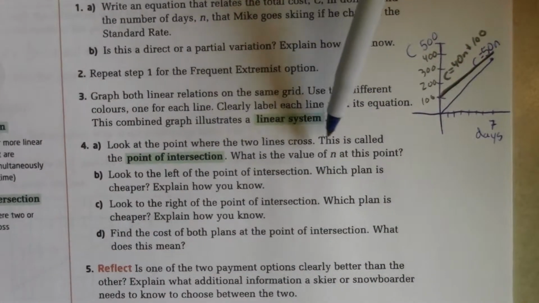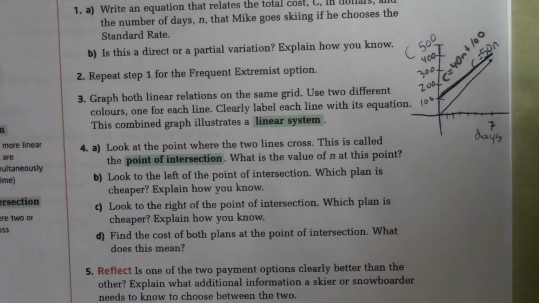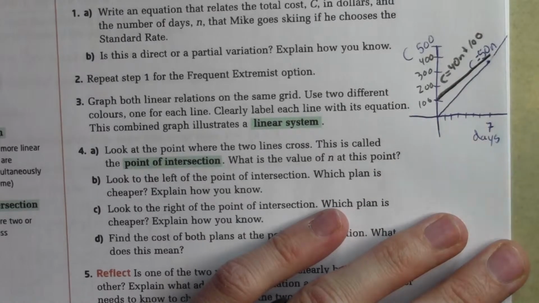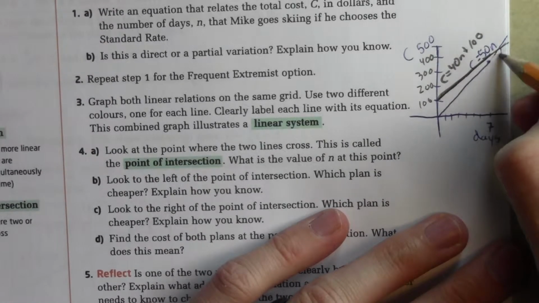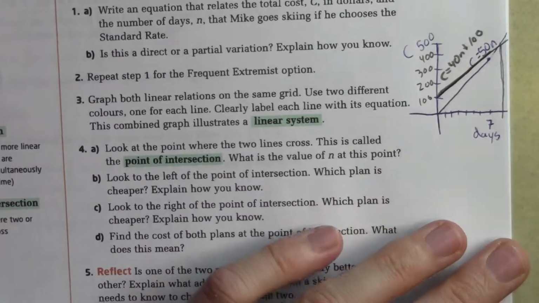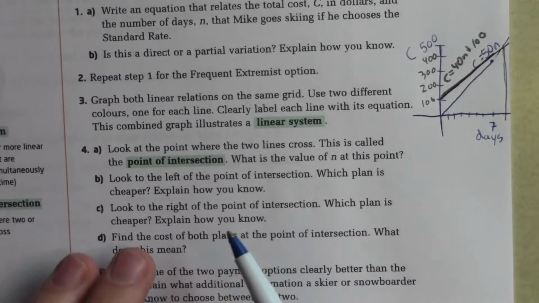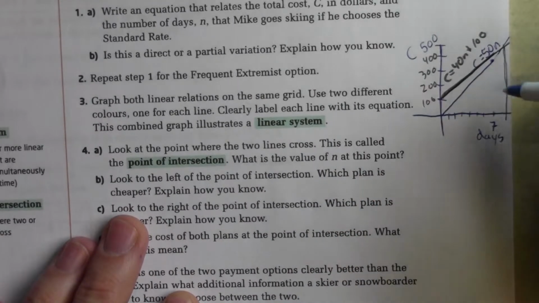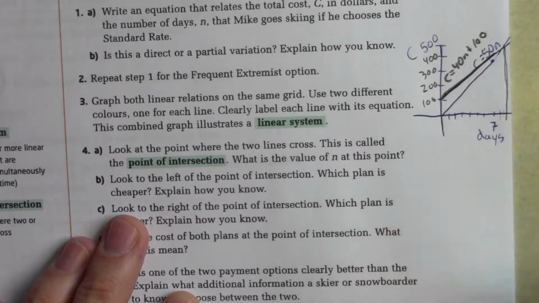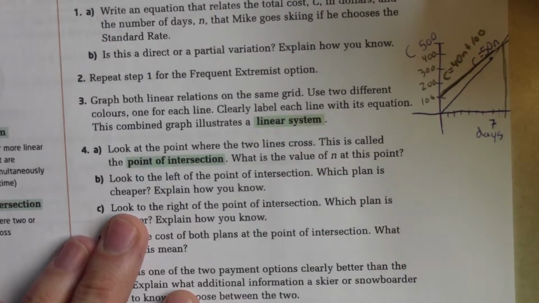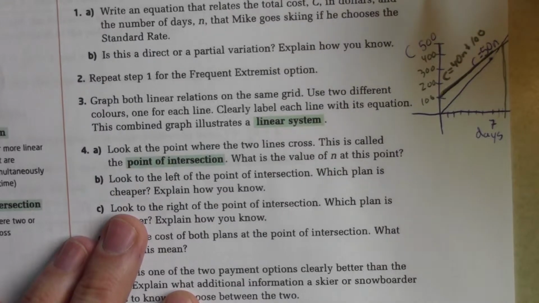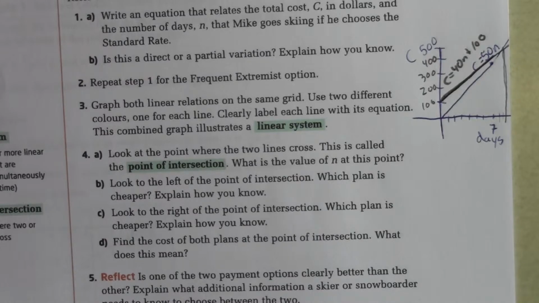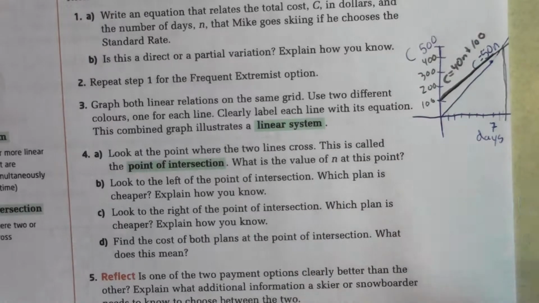Look at the point where the two lines cross. This is called the point of intersection. So this is going to be somewhere up over here. Okay? People are saying it's 10. We'll find out. What is the value of n at this point? Okay, so it looks like 7, 8, 9. Looks like 9 on my graph. How can we find out? You substitute in the value of 10, we get 500. So very good. They figured that out by substituting in a value of 10 for n and solving.